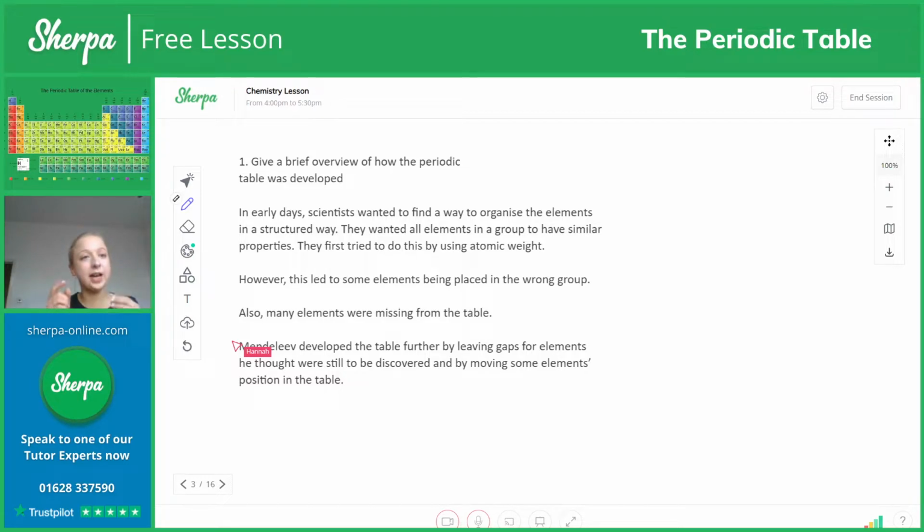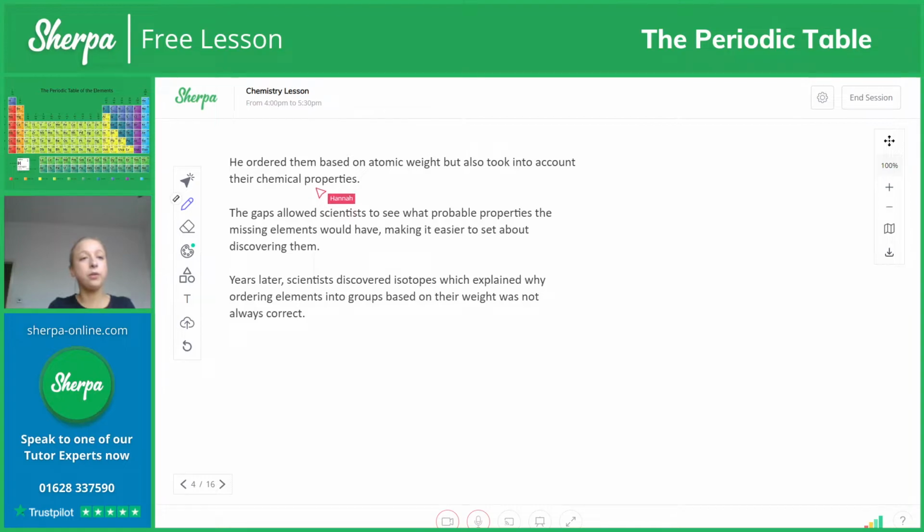He also figured out that there were a lot more elements to be discovered, so he left some gaps. He didn't name the elements, he just left gaps. And over time, the gaps were filled. So in summary, what Mendeleev did was the elements were still organized based on their atomic weight, but he also took into account their chemical properties. What I mean by that is how the elements behave in chemical reactions when they're with other elements, and what state they exist in at room temperature, so if they're a solid, a liquid, or a gas, things like that.